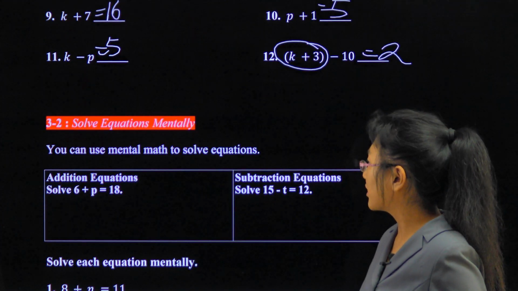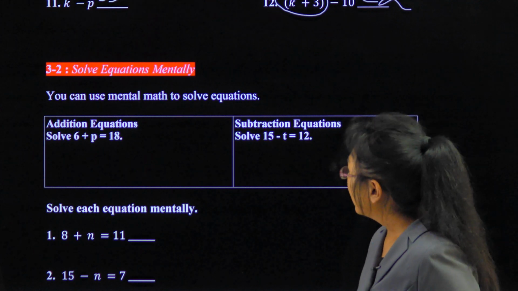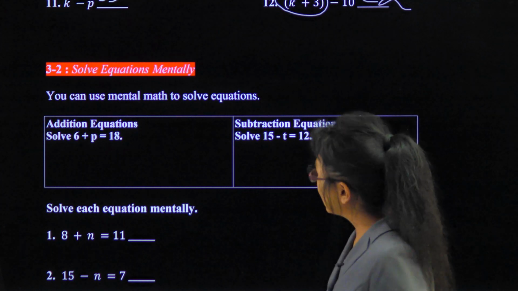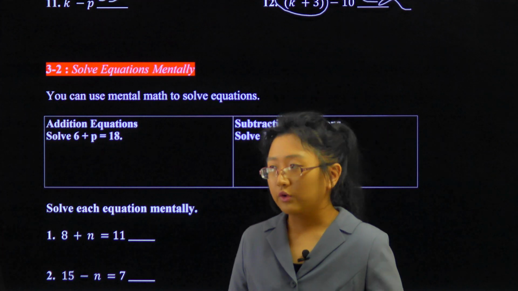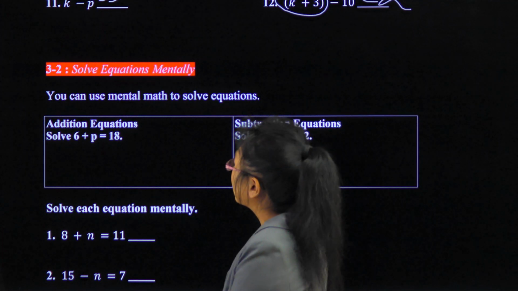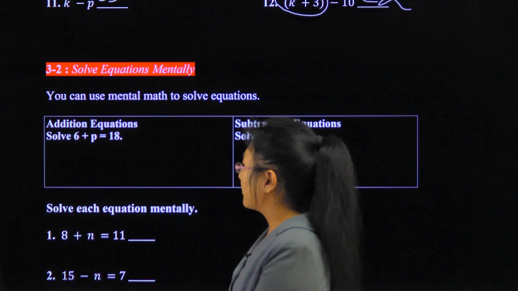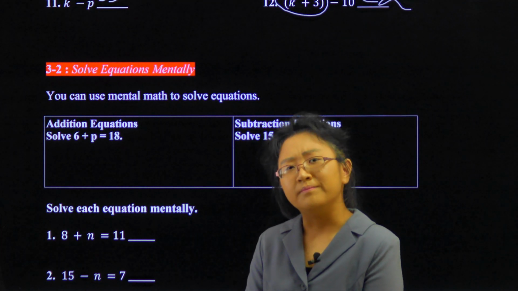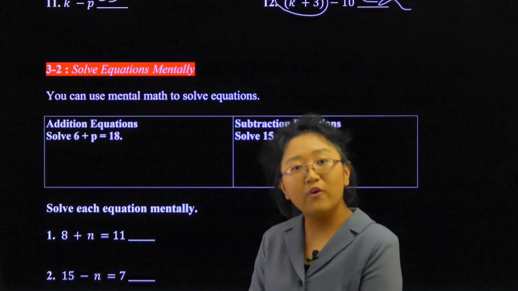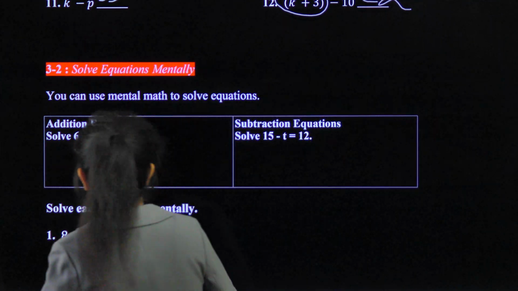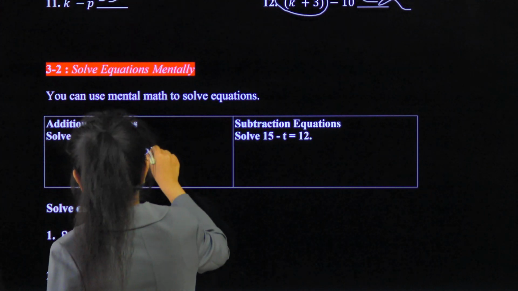We're going to talk about solving equations mentally. So you can use mental math to solve equations. Usually this involves things that you've learned before, such as 6 plus p equals 18. What plus 6 equals 18? 12 plus 6 equals 18. p equals 12.